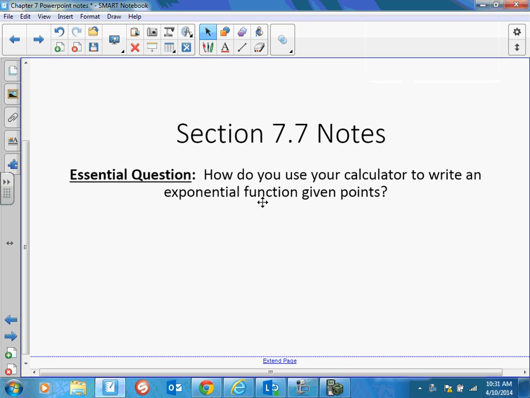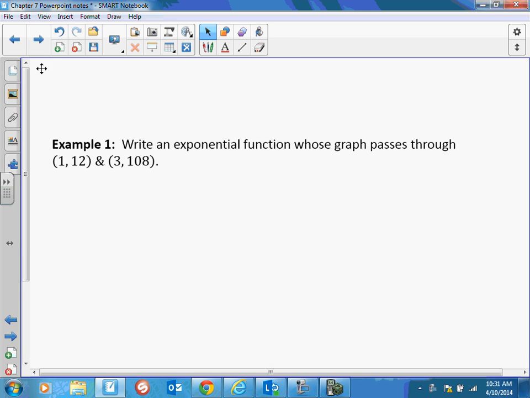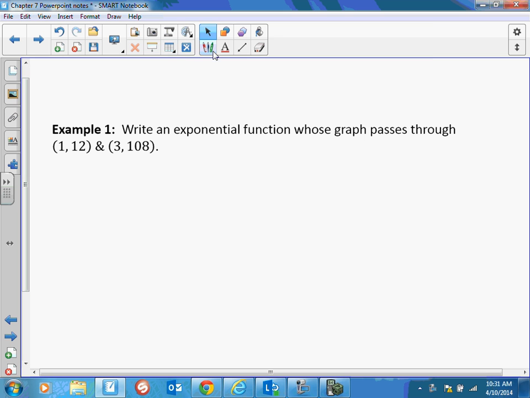Okay, 7.7 notes should be the last one. Should be a quick section. How do you use your calculator to write an exponential function given points? The key thing is to make sure you look for whether it's an exponential function or power function, because it's two different things you have to do depending on which it says.